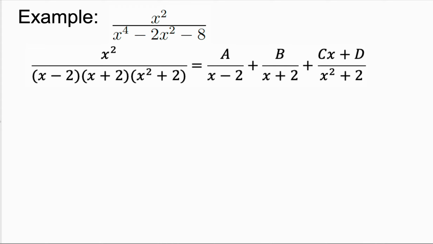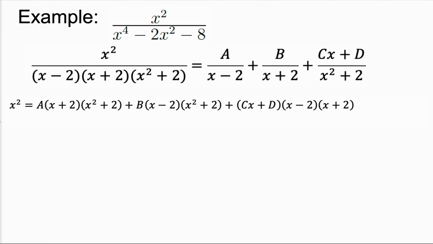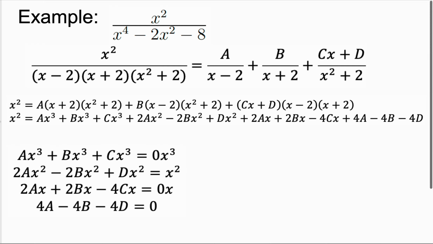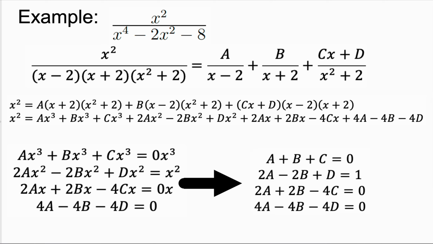Putting the fractions back together and focusing on the numerators, we note that x squared is going to equal a times x plus 2 times the x squared plus 2, b times the x minus 2 and the x squared plus 2, and the cx plus d as a quantity is being multiplied by x minus 2 and x plus 2. Multiplying this all out, we in this case build a system. Dropping the common variable terms to build each equation, we end up with a plus b plus c equaling 0, 2a minus 2b plus d equaling 1, 2a plus 2b minus 4c equaling 0, and 4a minus 4b minus 4d also equaling 0.